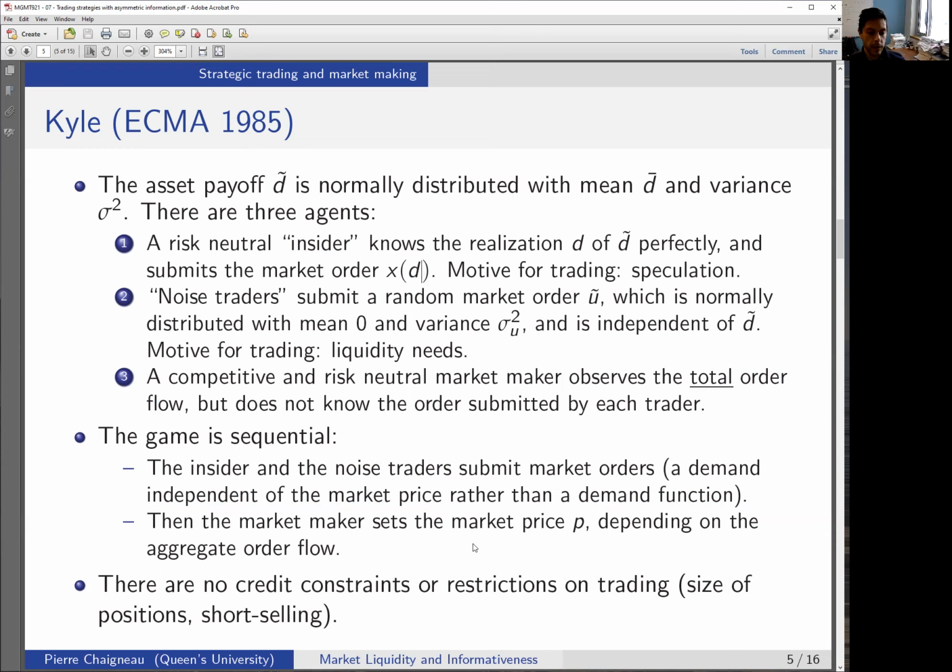Then the market maker is going to observe the order flow, so X plus U, and is going to set the market price P as a function of the order flow in such a way that the market maker is going to break even, so make zero profits. Everything is very simple: there are no credit constraints, so people can borrow if necessary. There are no restrictions on trading. You can take very large positions. You can sell the asset. You can short sell the assets.